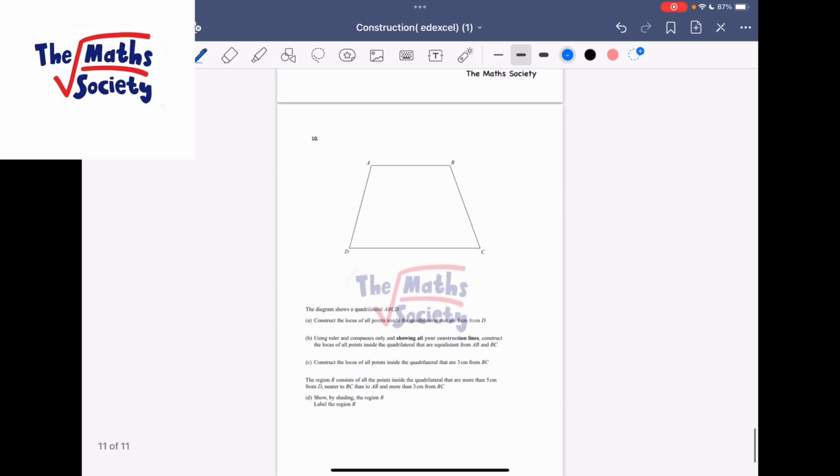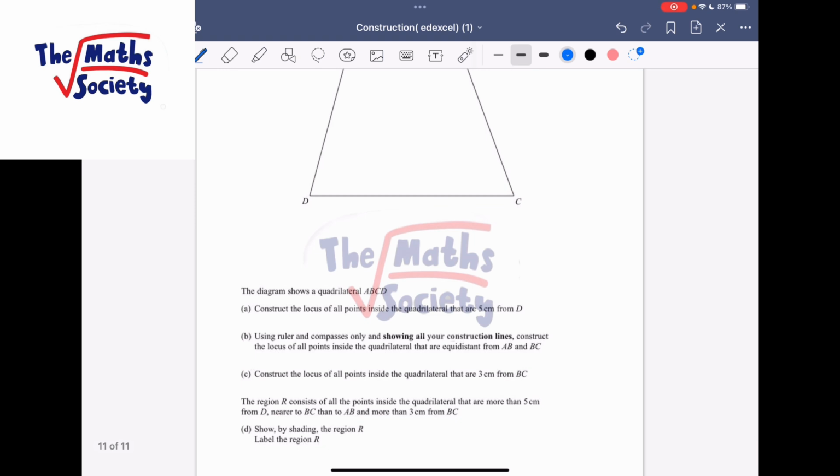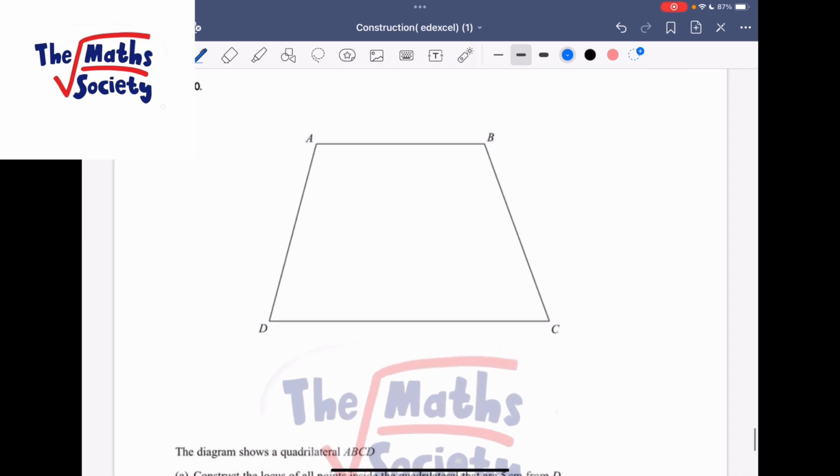Okay, and number 10, it says that the diagram shows a quadrilateral ABCD. Construct the locus of all the points inside the quadrilateral 5 centimeters from D. We're going to do the same thing. Put your compass here. If you measure 5 cm, you just draw a soft sector that's 5 centimeters from D, which is going to be 5 cm here, 5 cm here.